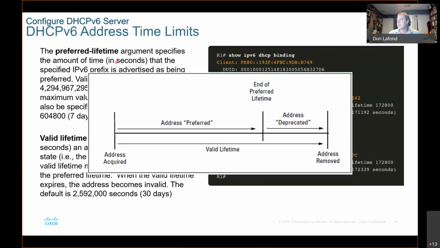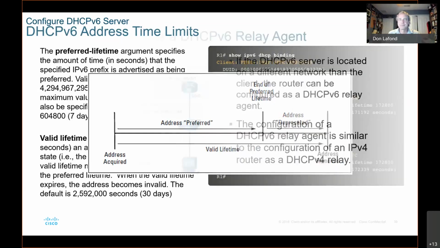So remember, IPv6 has a specific time frame before it has to give up the address and then find another address. In IPv6, it has a preferred address, and then it has a deprecated period of time. So this is the end of the preferred lifetime, and then this is the valid lifetime, which includes both the preferred and this deprecated period of time.